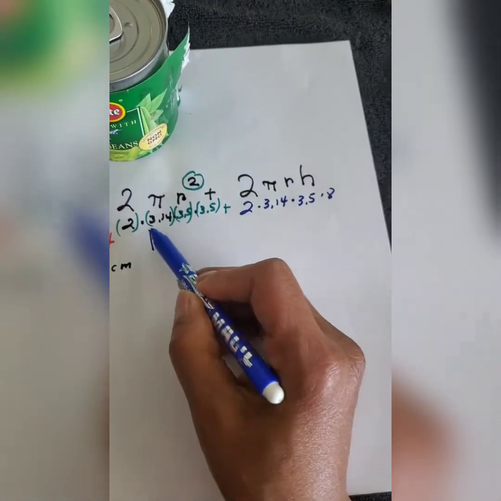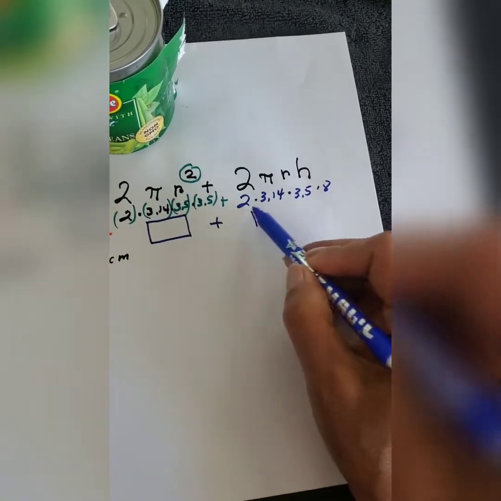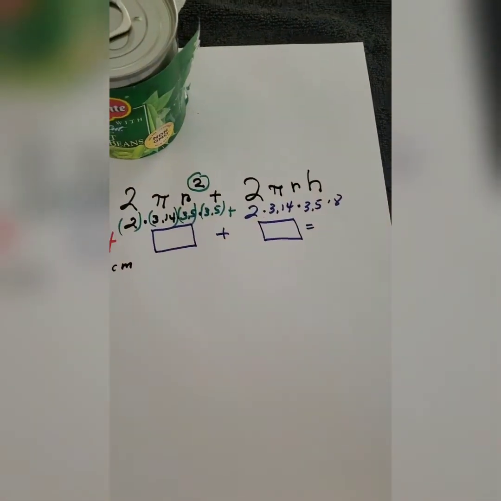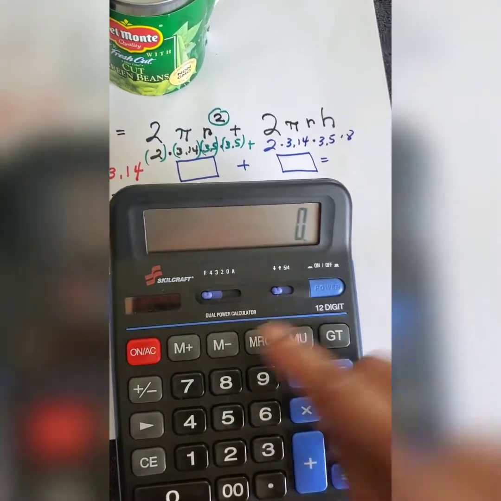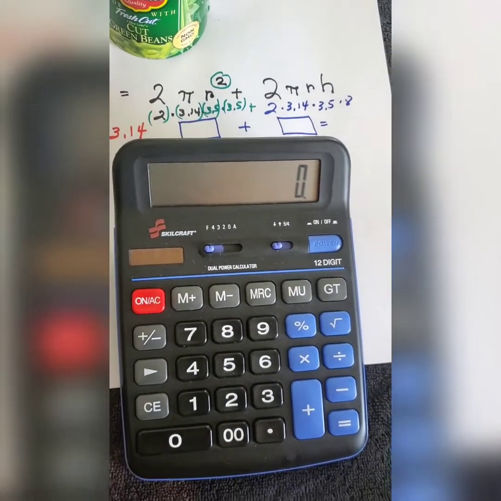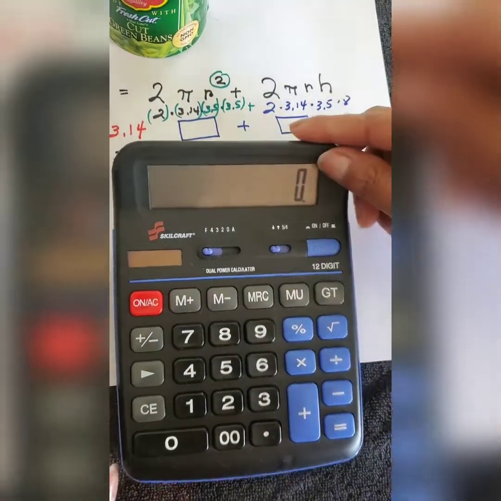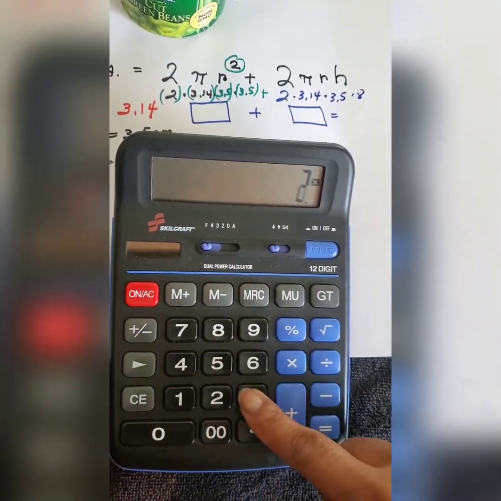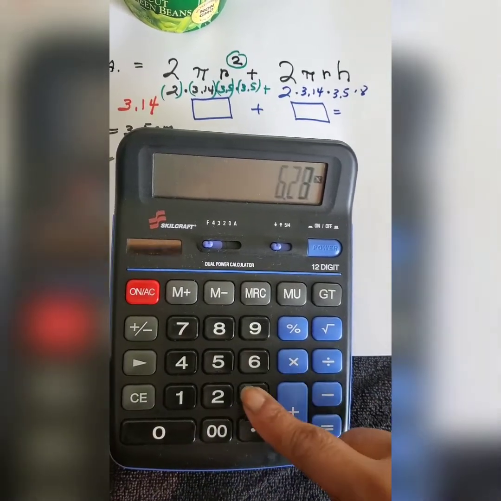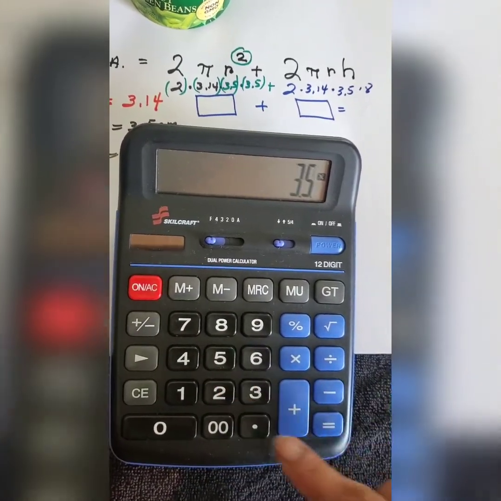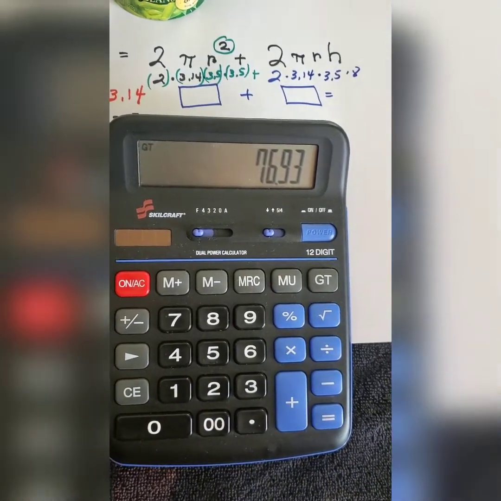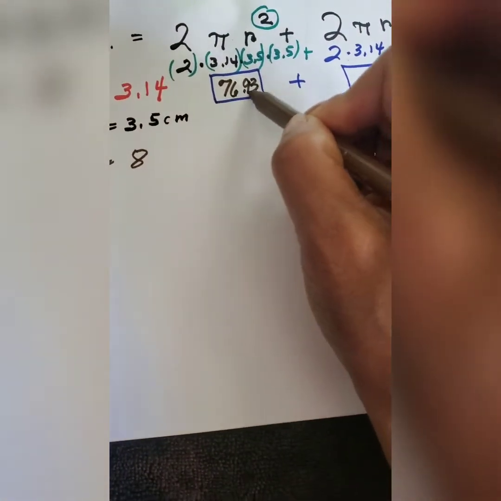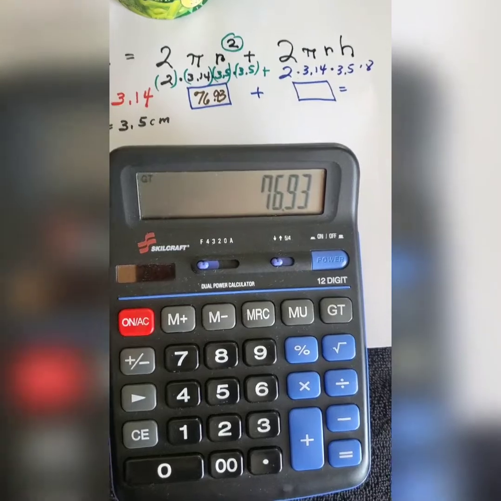Okay, now all we have to do is multiply these, add them together, and this is going to give us our surface area. So we're going to use this calculator right here. Okay, make sure if you have a calculator that you're starting fresh and new. So we're going to do this side first. Okay, so we have 2 times 3.14 times 3.5 times 3.5. That gives me 76.93. So this is 76.93.